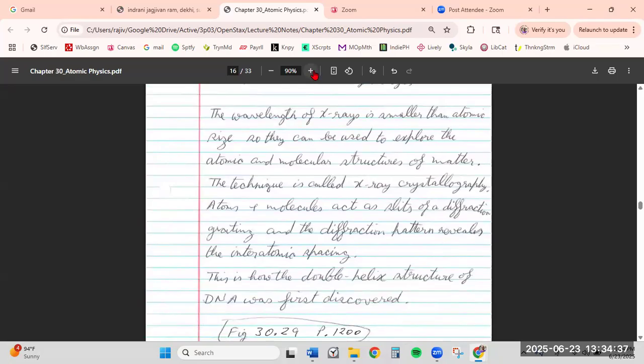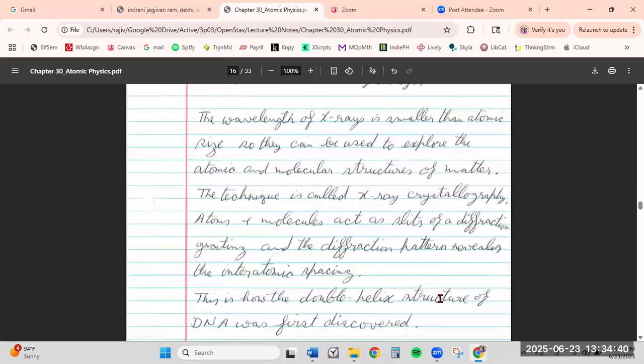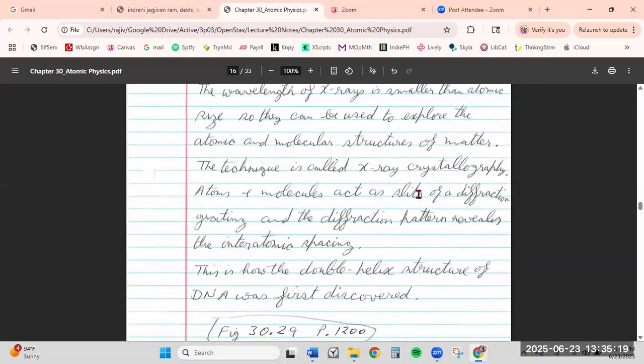Now, the wavelengths of X-rays, remember X-ray has a high energy, so it's a high frequency compared to visible light, compared to ultraviolet, etc. Which means they have small wavelengths. And the scale of the wavelength is related to how good the images can be formed using these electromagnetic radiations. So the wavelength of X-rays is smaller than the atomic size. So they can be used to explore the atomic and molecular structure of matter.